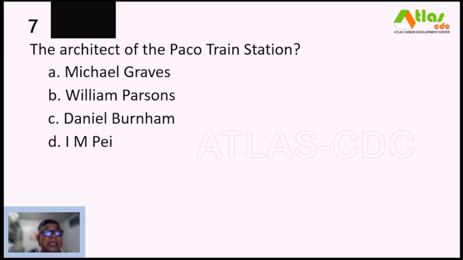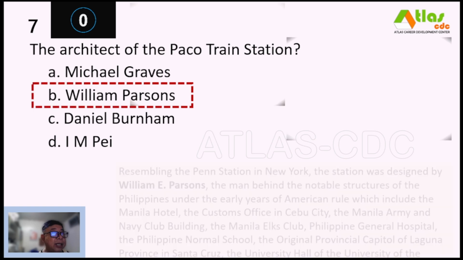Number 7. The architect of the Paco train station. A. Michael Graves, B. William Parsons, C. Daniel Burnham, and D. I.M. Pei. And our correct answer is William Parsons.